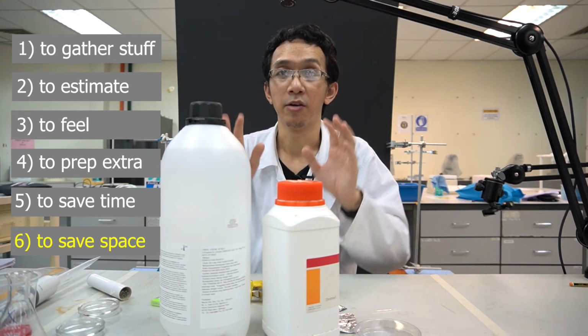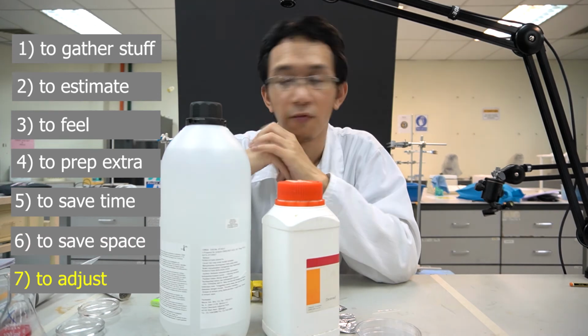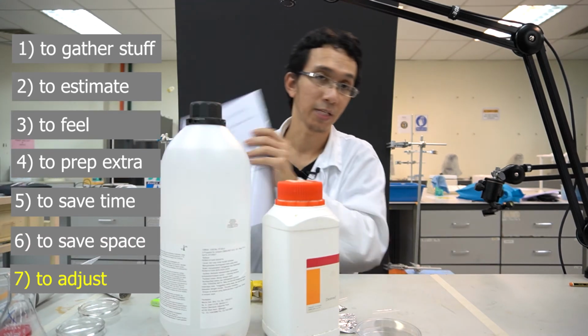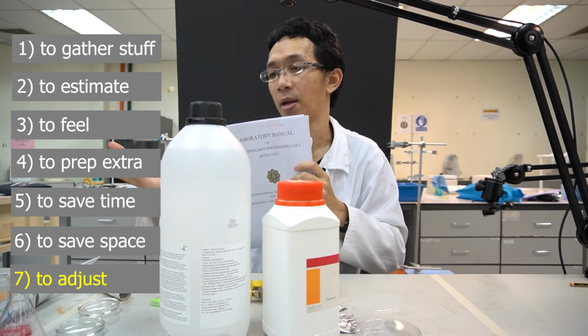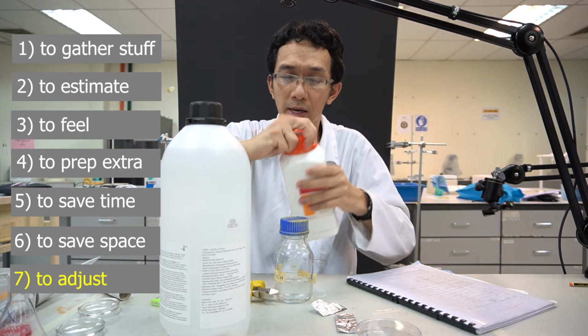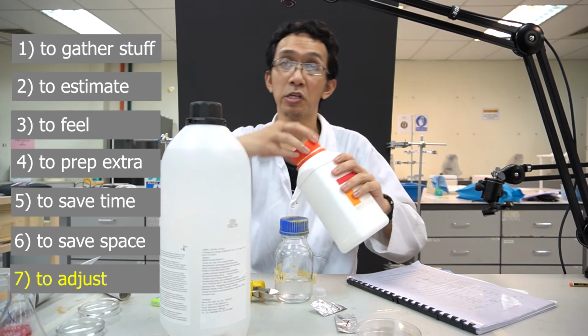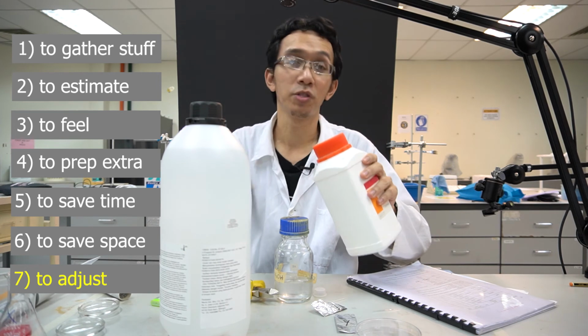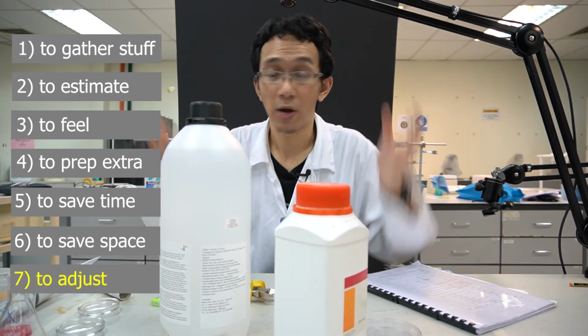And finally, reason number 7 is to adjust. For example, inside this manual, they say to use 10 gram to perform this experiment. But then you open this chemical and you find, oh, I don't have 10 gram. I only have like 5 gram. So you need to adjust. You need to use that 5 gram and try it for your experiment.